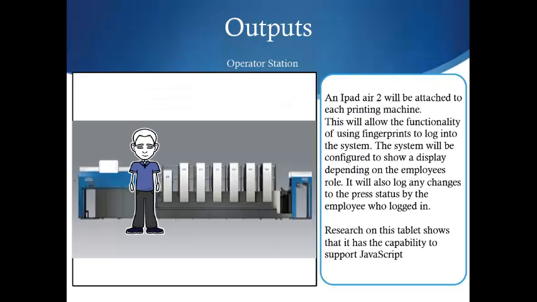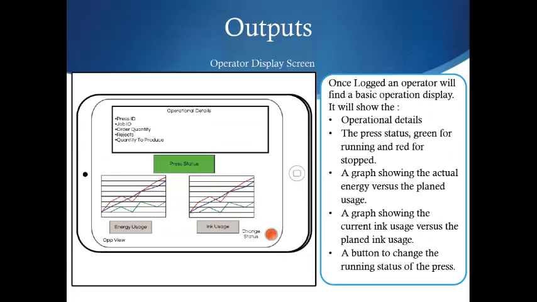Looking at some of our outputs then, an iPad Air, this is at our operator station. An iPad Air 2 will be attached to each printing machine. This will allow the functionality of using fingerprints to log into the system. The system will be configured to show a display depending on the employee's role. It will also log any changes to the press status by the employee who has logged in. Research has shown that this tablet has the capability to support JavaScript, which is going to be important as we try to display information on the screen.